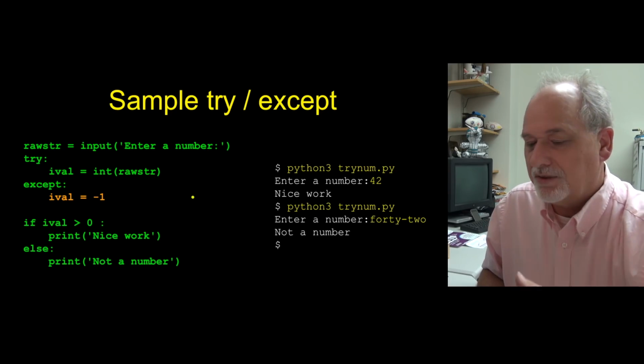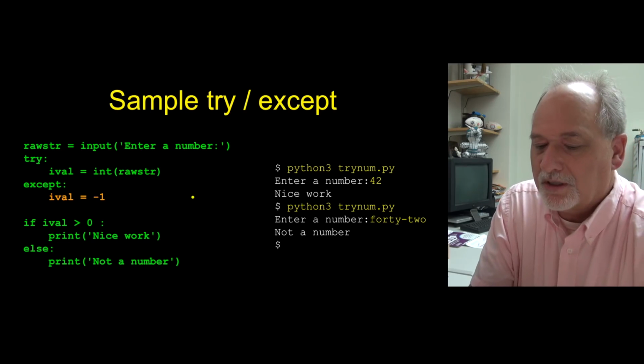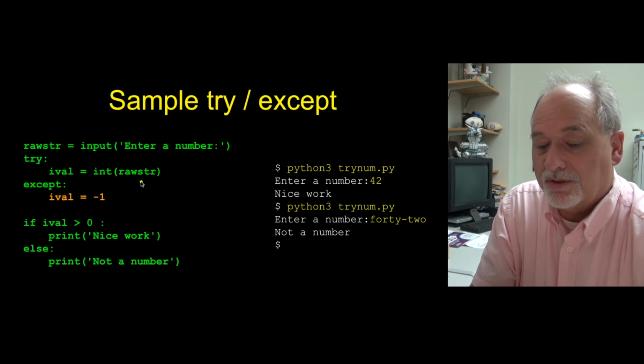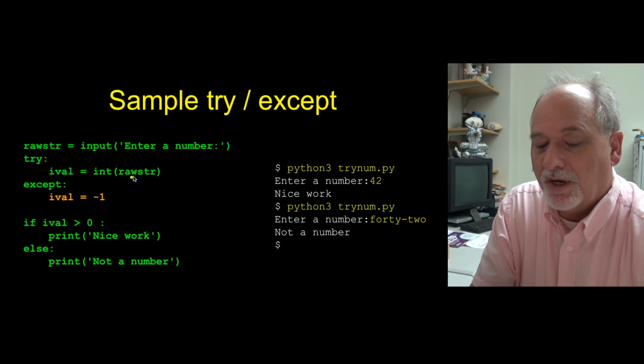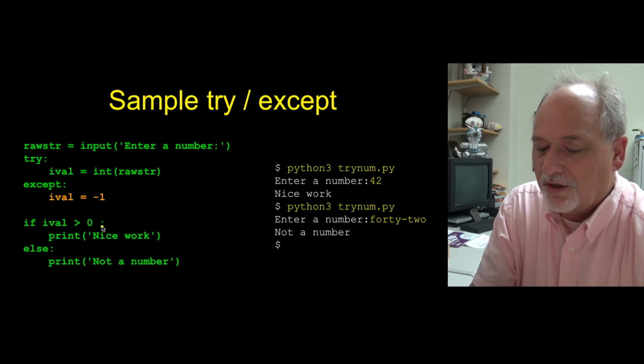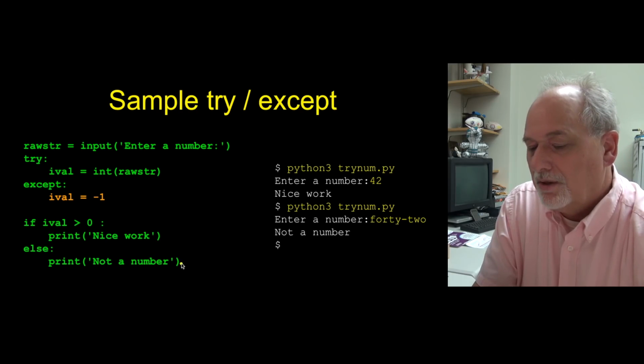And it's users that get us in trouble. So our program starts by asking the user to enter a number, and we know that this could be dangerous. So we're going to put the conversion from string to integer in a try block, and we're going to set -1 if that's a failure. And then if it's greater than 0, we'll say nice work, and if it's less than 0, well, not a number.